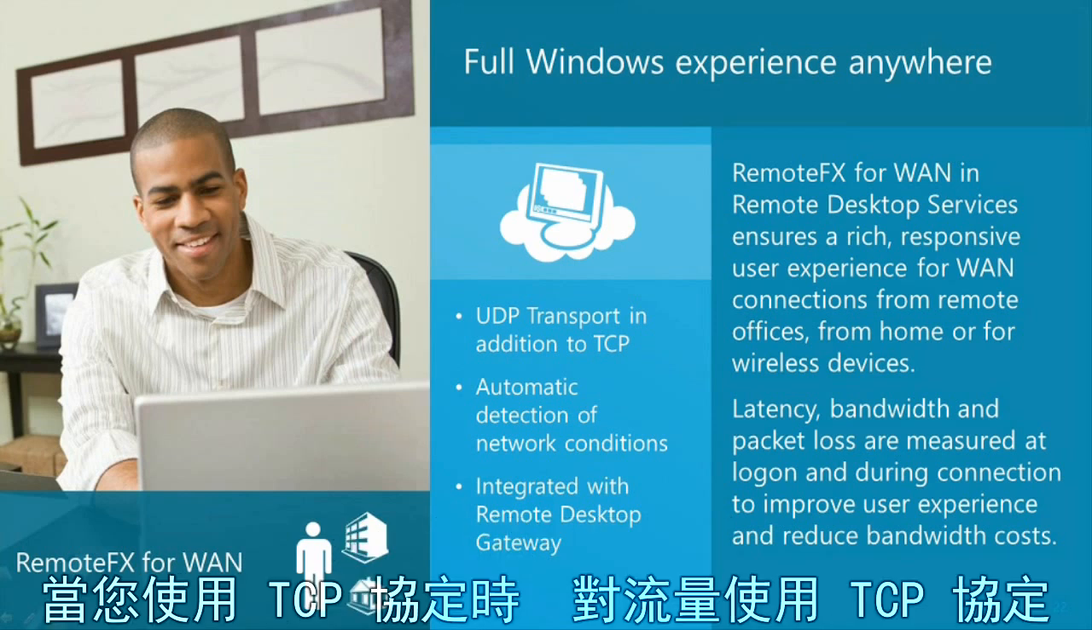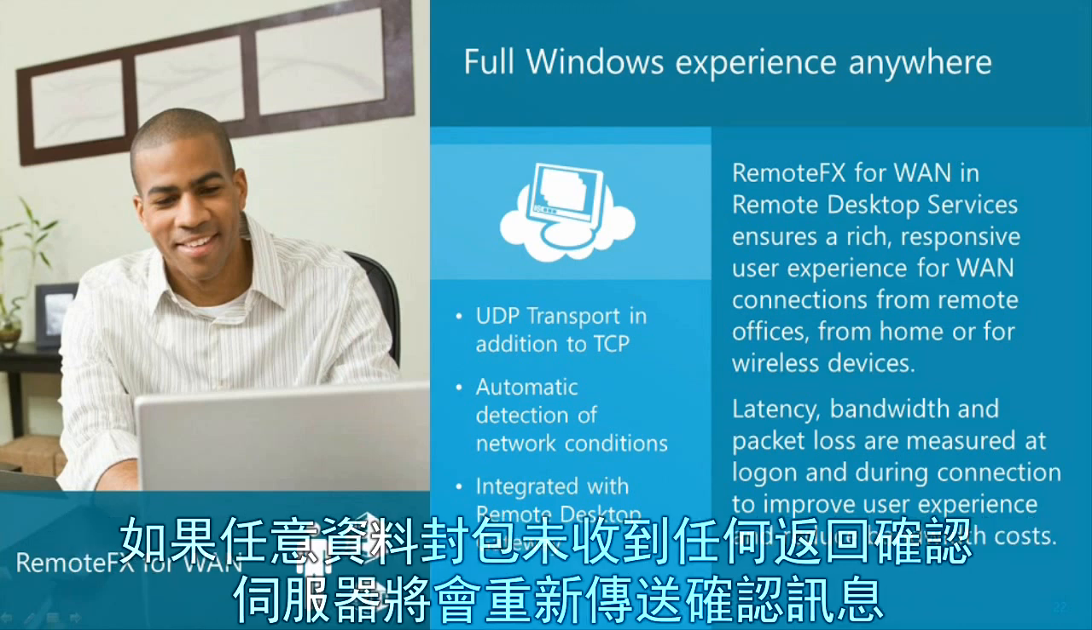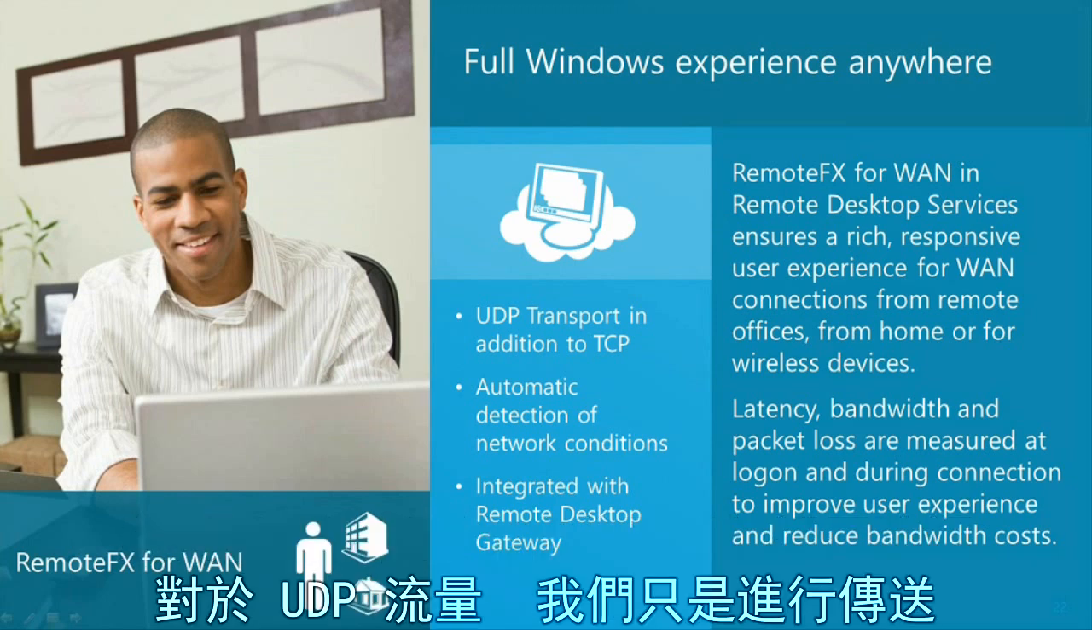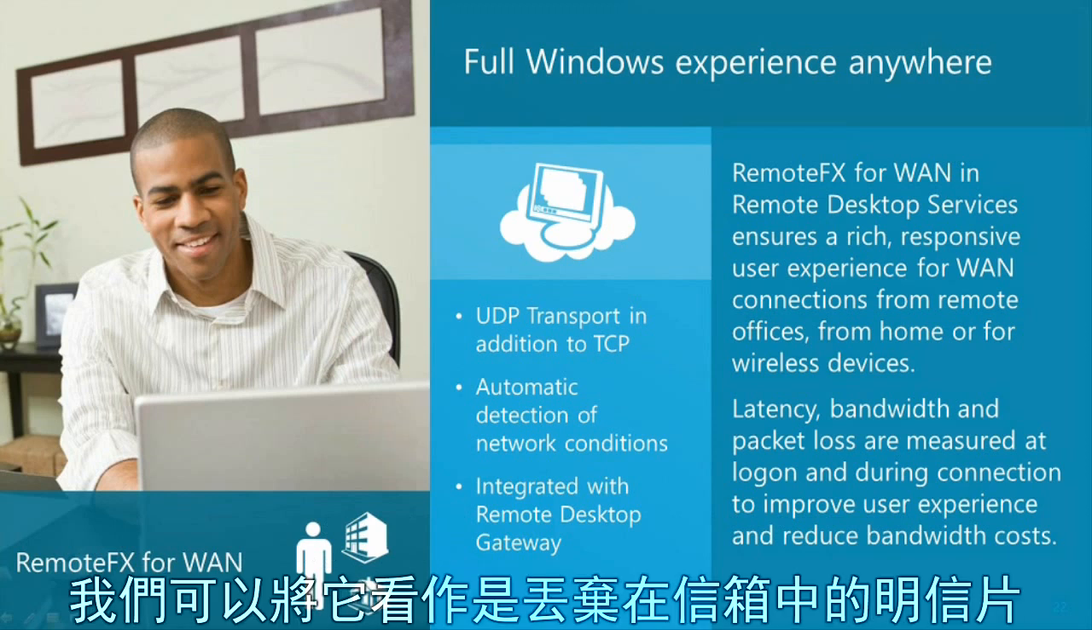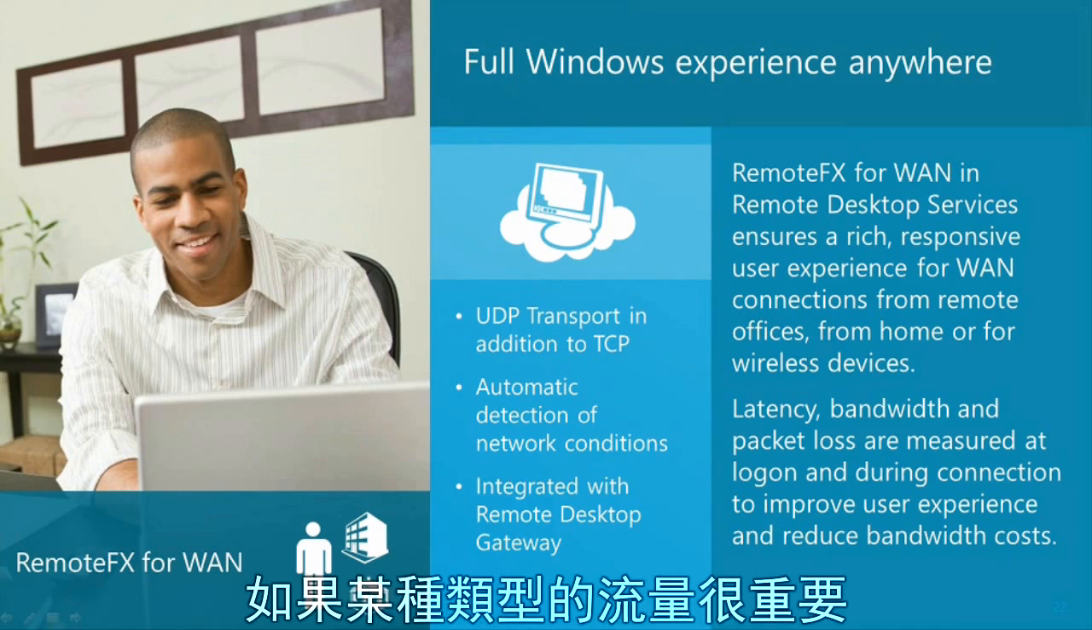When you're using TCP, every packet that you send over the wire has to be acknowledged by the endpoint that received that packet. If any packets don't get an acknowledgement back, the server resends them. With UDP traffic, we just send it. You can think of it as dropping postcards in the mail without a receipt or acknowledgement required. For certain kinds of traffic, that makes a lot more sense.